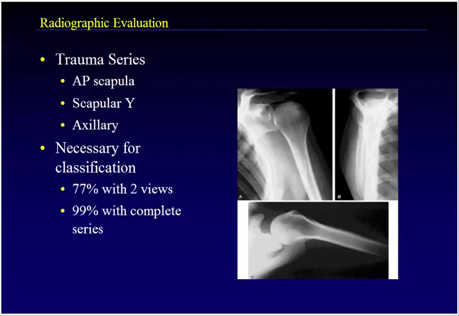The trauma series, again, for all shoulder trauma, keep driving this point home. You want an AP, scapular Y, and an axillary view. That's absolutely essential to correctly classify these injuries on plain films. If you have 2 views alone, it's been shown that your accuracy of classification is only about 77%. If you have 3 views, then virtually it's 100% accurate classification based on the Neer classification scheme.